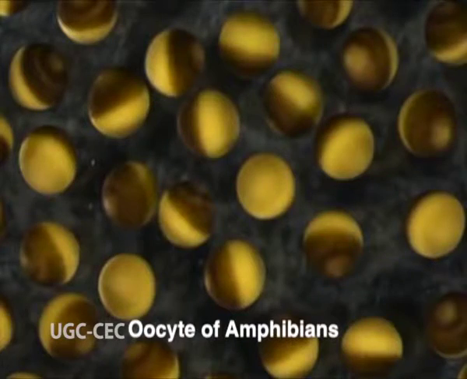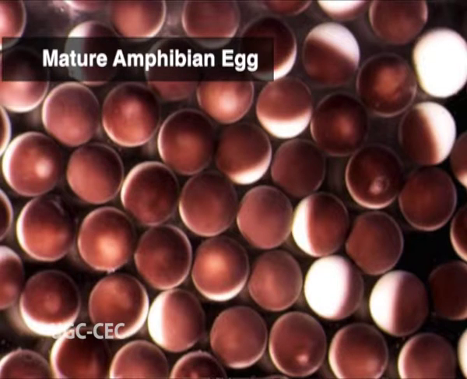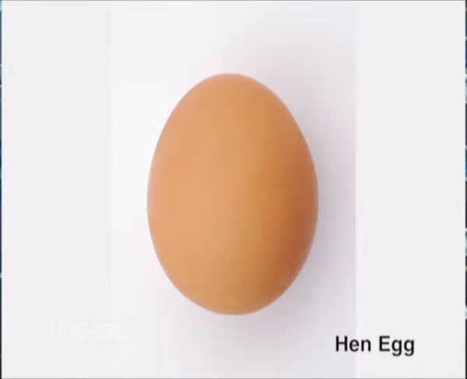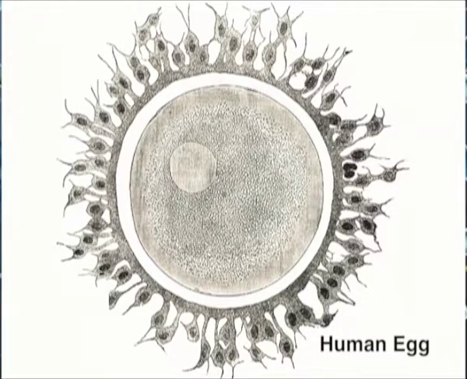The young oocyte of amphibians like frog may be about 50 micrometer and the mature amphibian egg is rather large and about 1000 to 2000 micrometer in diameter. In birds like hen, the diameter of ovum is as large as 40,000 micrometer, and in mammals it is only 200 micrometer. The rate of growth of oocytes also varies. It may be slow or fast.